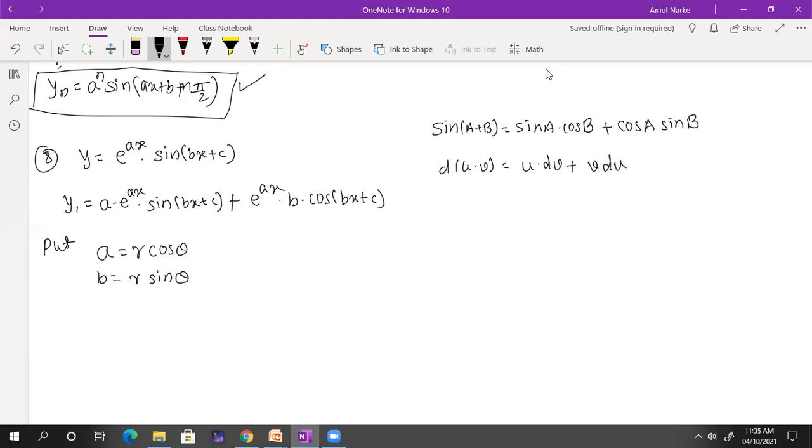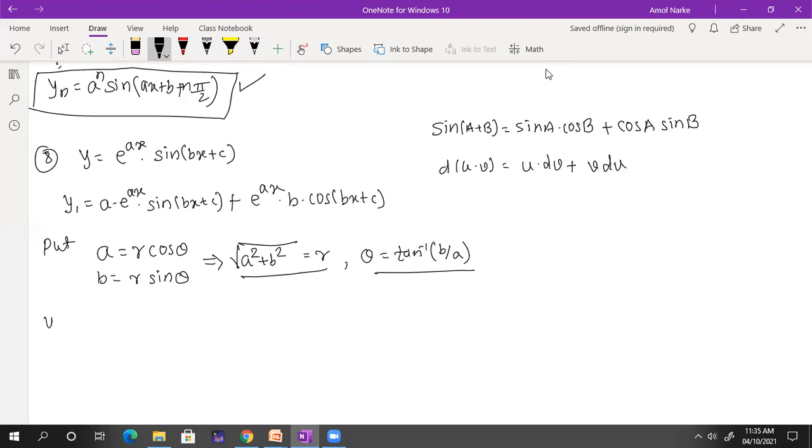So if I find a square plus b square, and take the square root, I will get r. Check it out. And theta is nothing but tan inverse, since sine upon cos is nothing but tan, so b divided by a. Yes or no? If I substitute this, I am getting the value of r as this, and the value of theta as this. Okay. So I substitute this value in the above one.